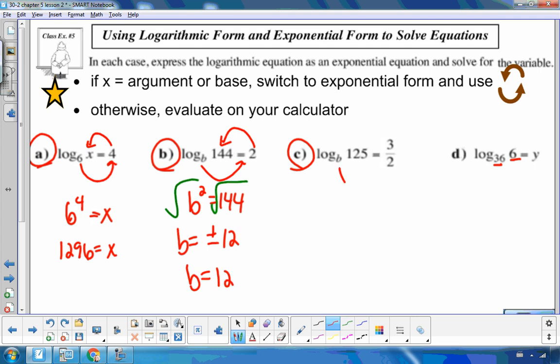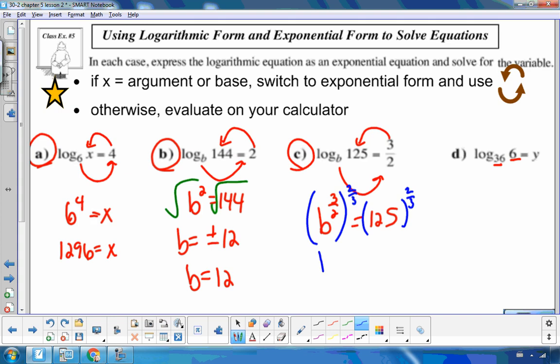Okay, here, base to the answer equals exponent. b to the 3/2 equals 125. Oh, this is why we practiced these in the last lesson. So I'm going to raise this to the reciprocal power. So b is equal to 3/2 times 2/3, that's just 1. And then 125 to the 2/3 is 125 squared, and then I take the cube root, which will be 25.